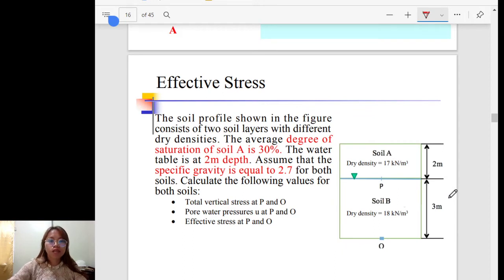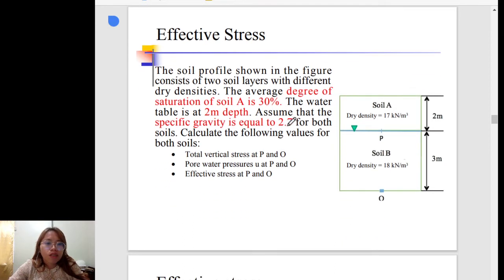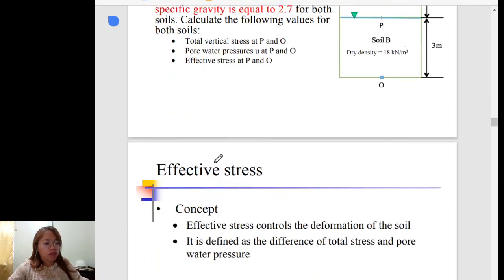Then we proceed. I think this is a question, for example: the soil profile shown in the figure consists of two soil layers with different dry densities. The average degree of saturation of soil is 30%. The water table is at 2-meter depth. Assume that the specific gravity is equal to 2.7 for both soils. Calculate the following values for both soils.